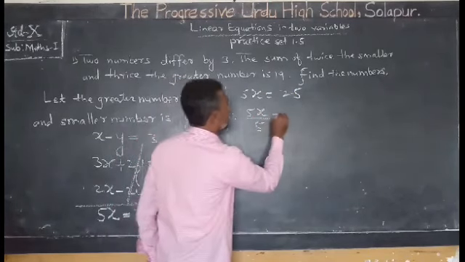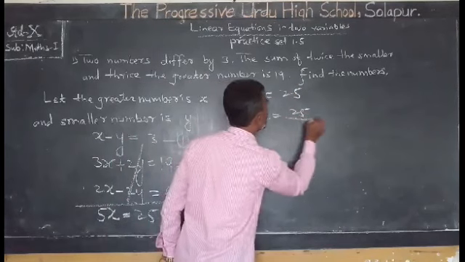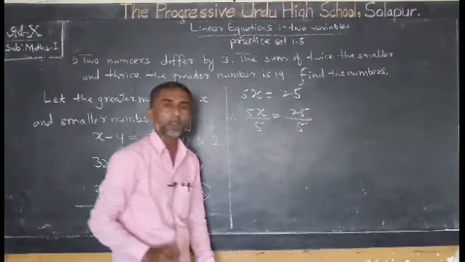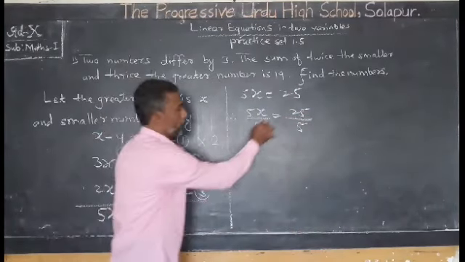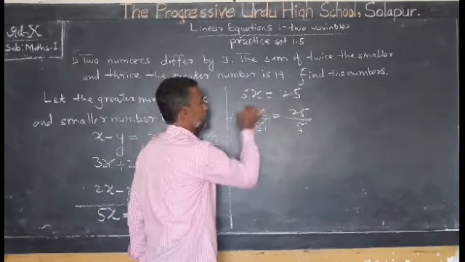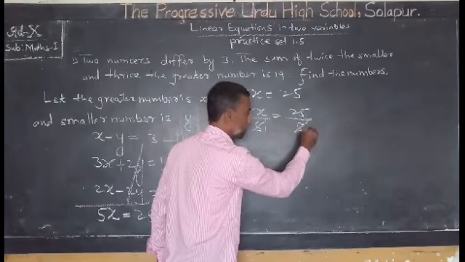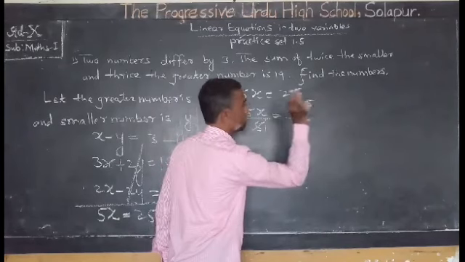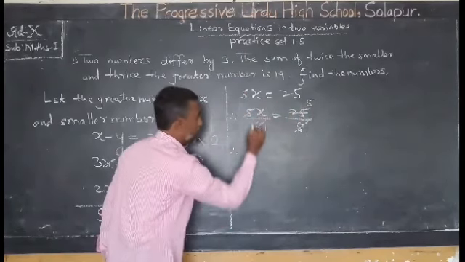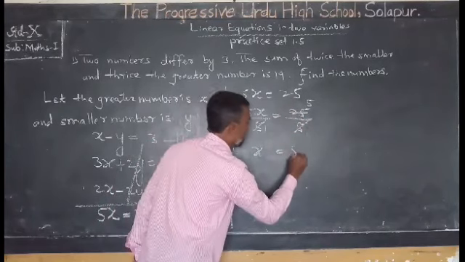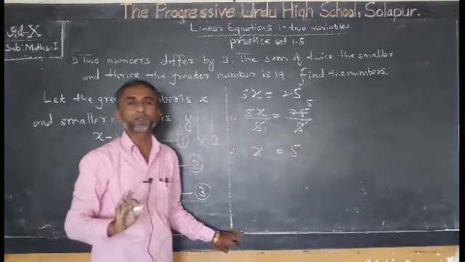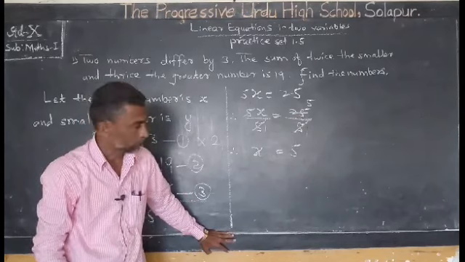For your simplification, I am dividing both sides by 5. 5 ones are 5, 5 ones are 5. On the right hand side also, 5 fives are 25. Therefore, x is equal to 5. In this way, the value of the first variable is found.